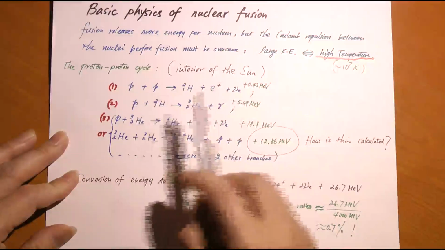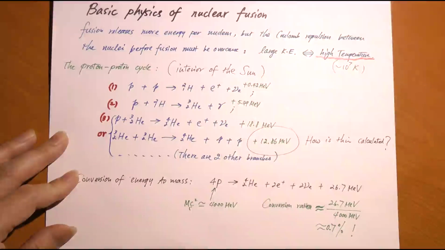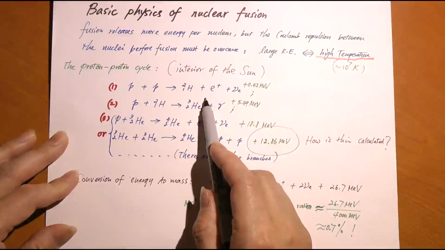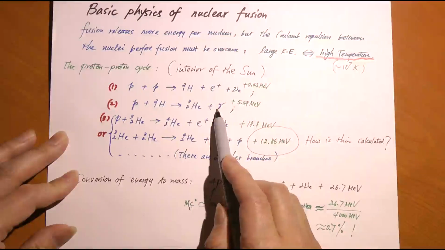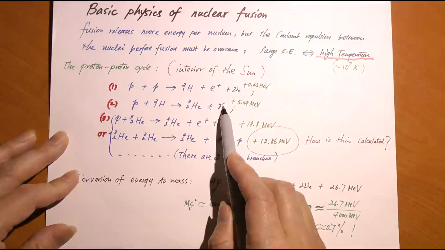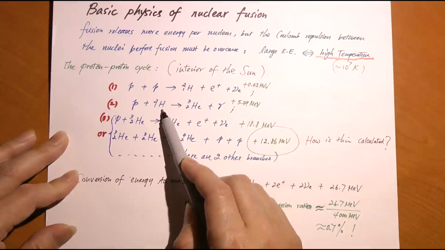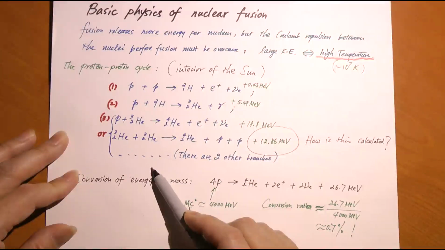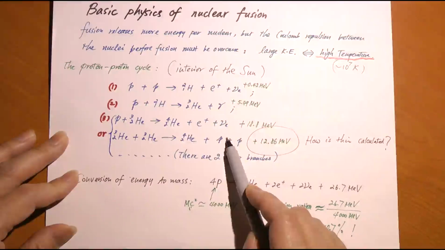Okay, and then the next step, now that you have deuterium, it can combine with another proton to produce helium-3. There is no emission of positron or electron because the charges are already balanced, and you do emit a gamma ray. And then at this point, you have protons and deuteriums and helium-3. What happens next? Well, there are several branches. There are 4 branches actually. Here are the 2 branches that I wrote down.